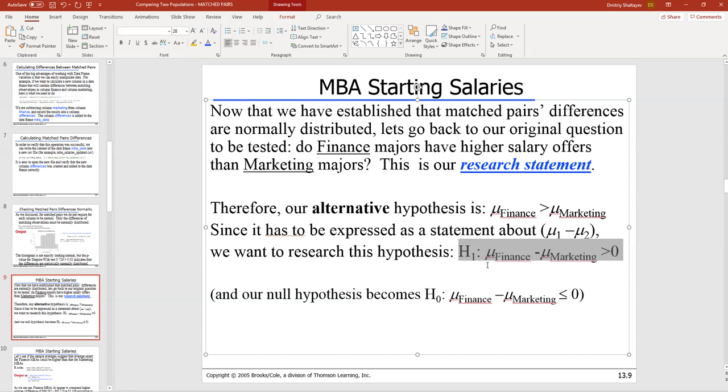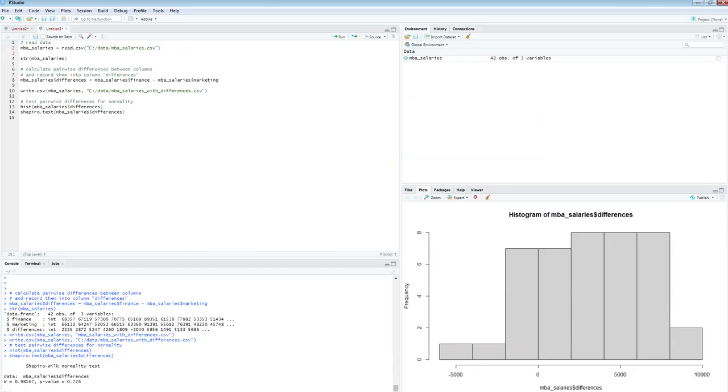The average salary for finance MBAs minus the average for marketing MBAs is greater than 0. I reverse that statement, it becomes my null hypothesis. The null hypothesis is that no, finance people are not getting paid more than marketing. It's the same, or they're paid lower salaries on average. Okay, so how do we perform the test? So now we have to basically go ahead and do the testing, right? Well, let me show you in RStudio.